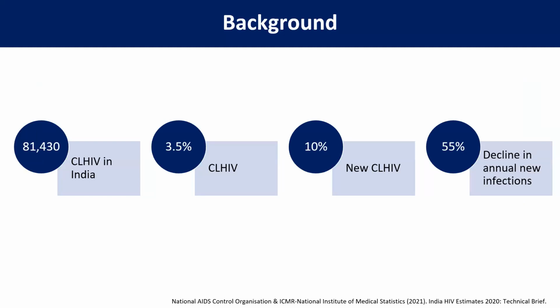Now some data. More or less, we have around 81,000 and odd children who are living with HIV. This is the data from our NACO, and this accounts for 3.5% of our total HIV population in India. When you look at new HIV infections in India every year, 10% of the total infections are among children, meaning less than 15 years of age. Over the last 1.5 decades, this new infection rate has declined by 55%, but we still have a long way to go.